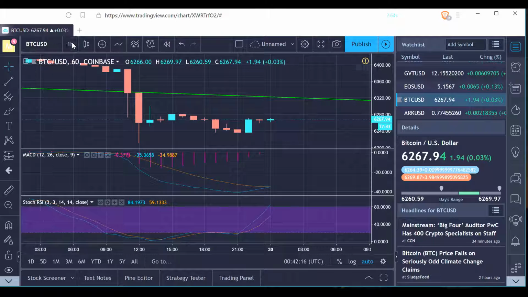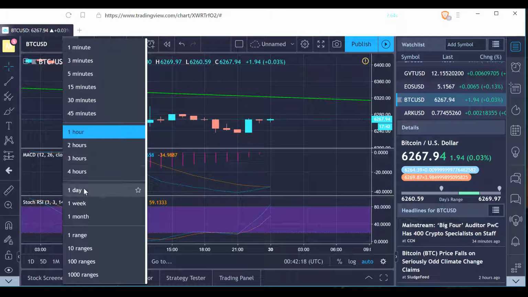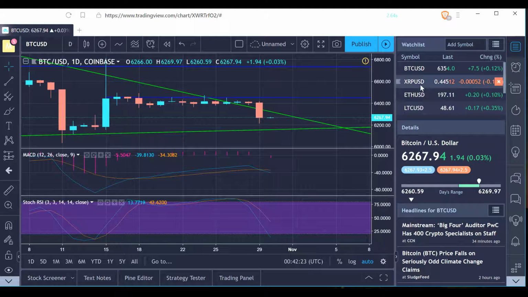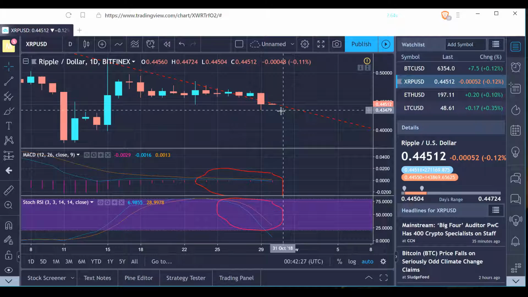So anyway, I just want to break that down for Bitcoin, and I'm going to try to make these quick because I don't want to take up too much of your time. So let's go ahead and start hitting some of these altcoins. So let's start off with Ripple. See, now I have it up.